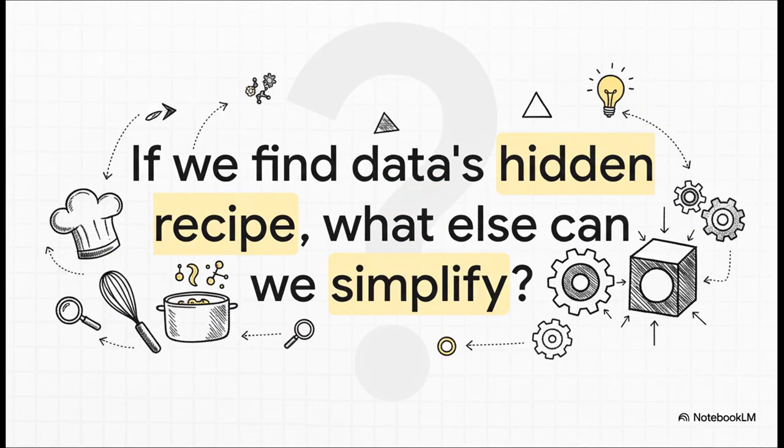So think about what we've just seen. We've seen how a pretty elegant mathematical idea can act like a master chef, finding the hidden recipe inside a giant cube of data and simplifying it down to its absolute core. It really makes you wonder, right? If we can do this for data, what other complex systems out there are just waiting for us to figure out their recipe?